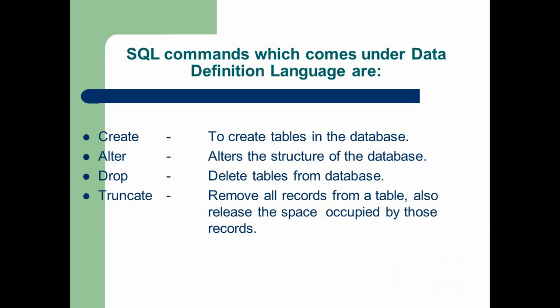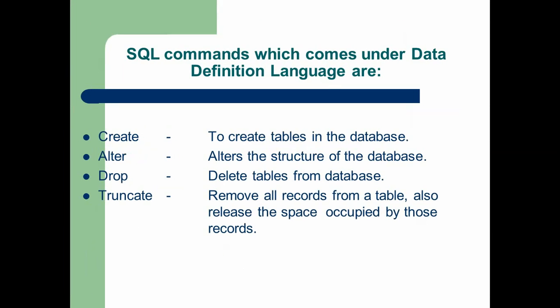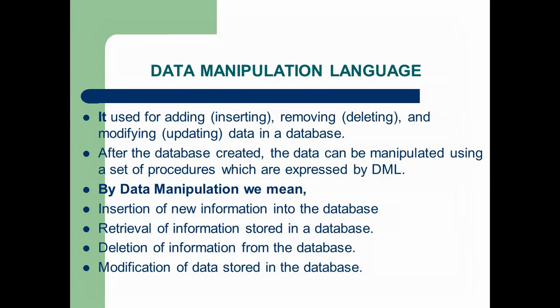Drop command is used to remove the overall structure of the table and also the records, but truncate command is used to remove only the records, not the table. So these are some examples of data definition language commands, that is create, alter, drop, truncate. Now we are going to learn the second component, that is DML, Data Manipulation Language. The commands under DML are used for adding, that is inserting, removing, that is deleting, and modifying or updating data in a database or in a table. So DML commands are used to insert, delete, update data in the database.